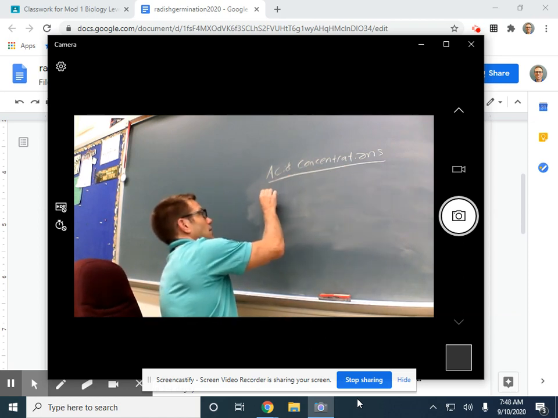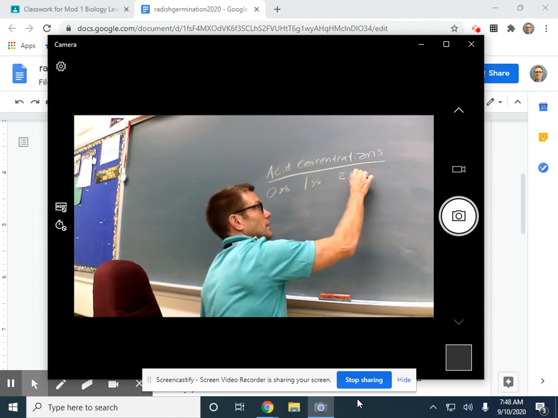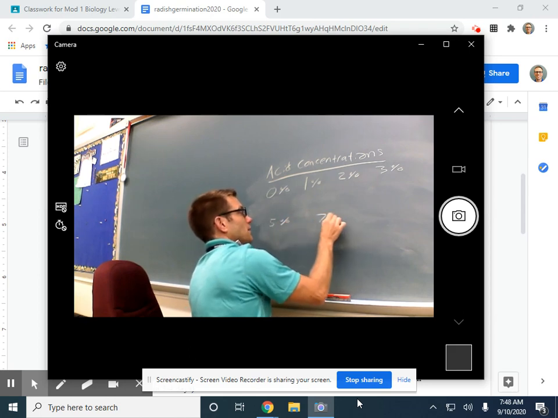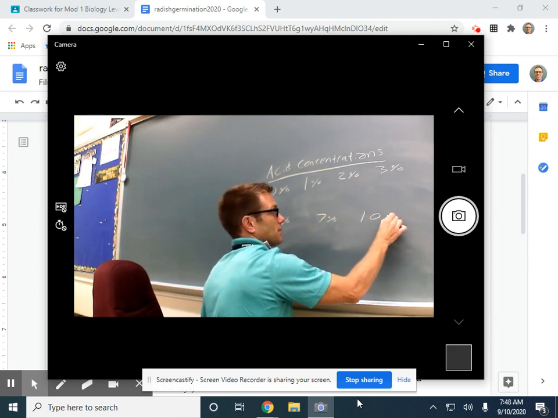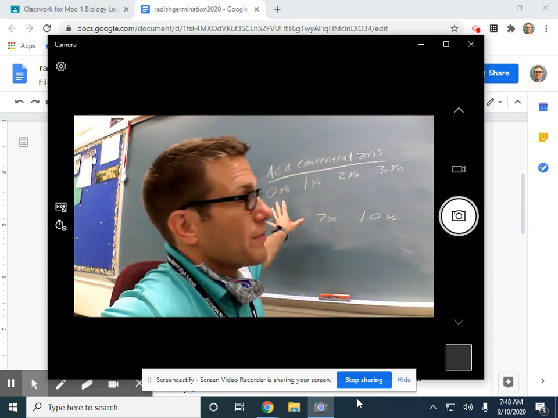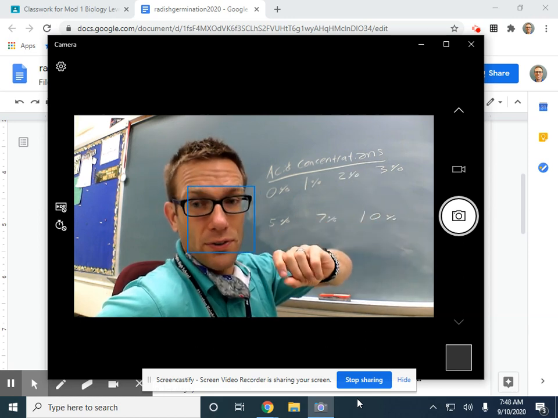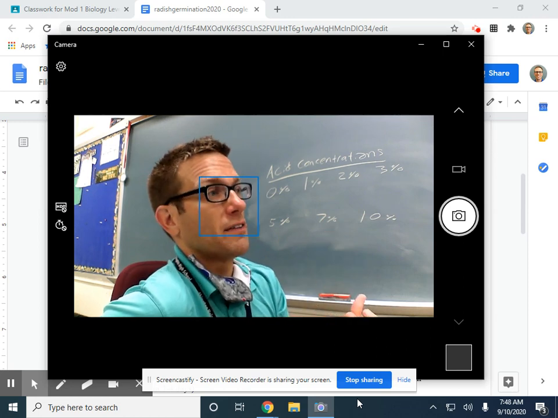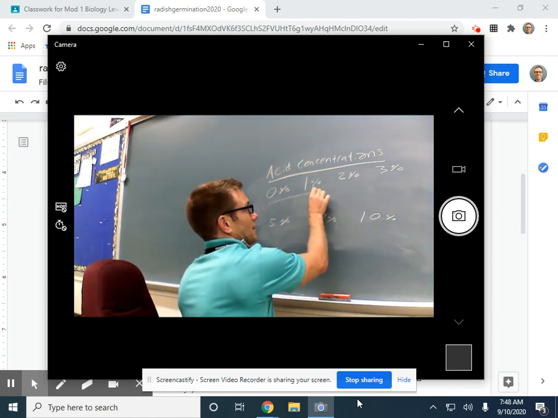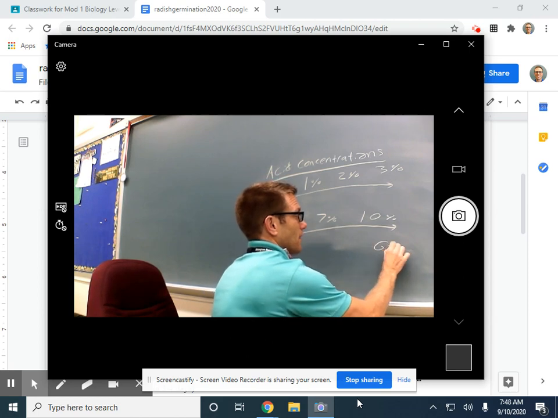Okay, some of you have 0%, some have 1%, 2%, 3%, 5%, 7%, and 10%. So you need to make a hypothesis that explains how you think these acid concentrations will affect the ability of those little seeds to grow roots, to germinate, to show some life. You might want to say something like, maybe you think as the acid concentration goes up, the amount of germination goes down.